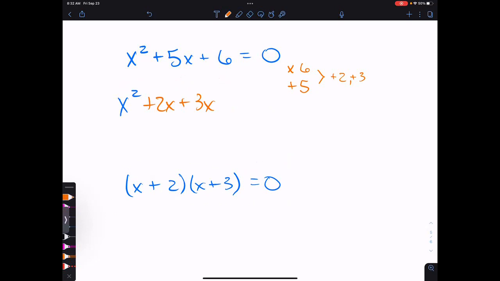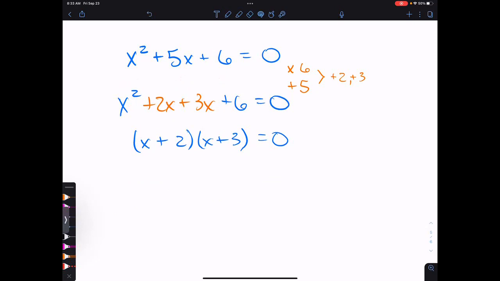Oh, wait. Sorry, I'm getting confused about my color scheme. There we go. And then if this is the first and outer and inner and last parts of expanding, x times x, x times 2, x times 3, and 2 times 3 gives you 6, right? Okay, so when you factor it like that, how does that help us? Why can we set each one of those equal to 0 and solve?